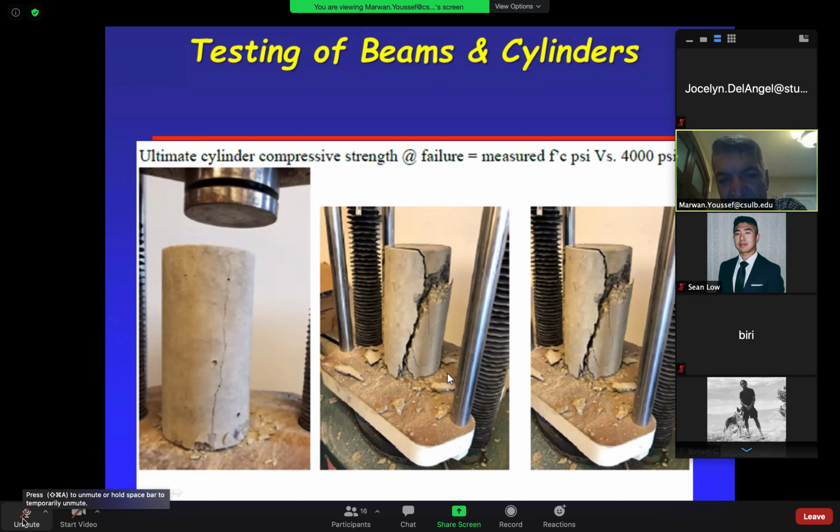Look at this. The entire cylinder broke also. Sometimes, if the cylinder is not level at the top and bottom, it would get chipped off. It would get chipped like this. That's not a good break. You have to throw that out. The machine will stop, because to the machine the cylinder is broken, but that's not a good reading. That's why we make more than one cylinder.